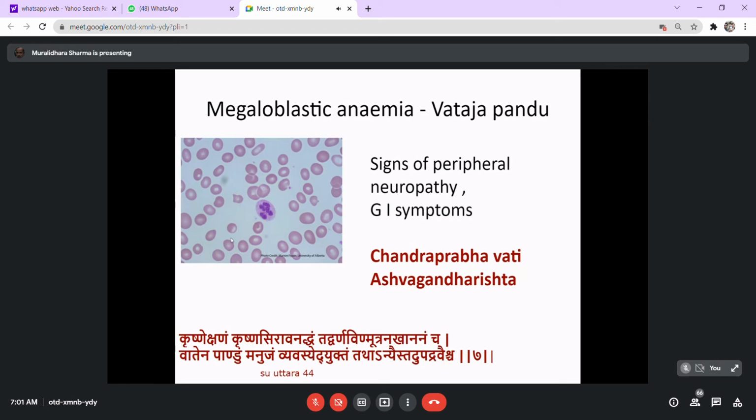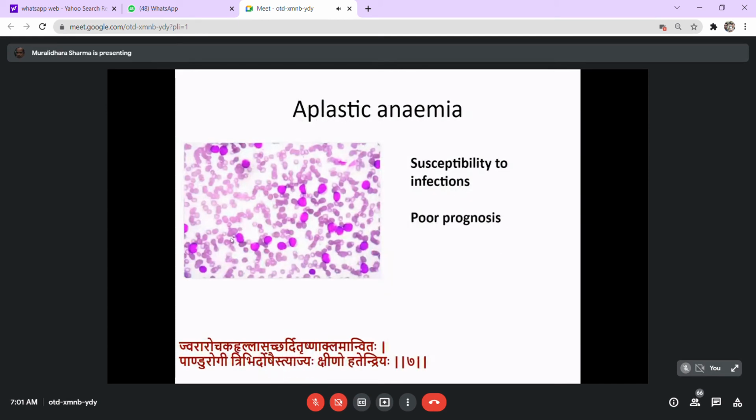And in these conditions, the usual treatment which I prefer would be Vata Shamaka Chikitsa, Chandraprabha, Ashwagandharishta. This is a usual treatment. Now, when I say this usual treatment, it doesn't mean that every condition can be cured. It depends upon the real cause of the pathology.